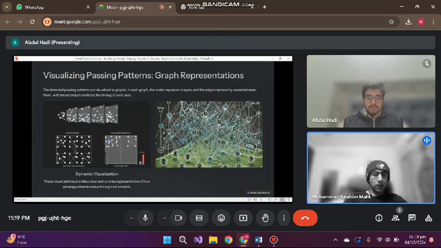And finally, visualization. We will use Matplotlib to visualize the detected passing patterns, which gives us a visual representation of how a team's passing strategy evolves throughout the match. Furthermore, after detecting the passing patterns, we will analyze them to gain insights into the team's strategies.